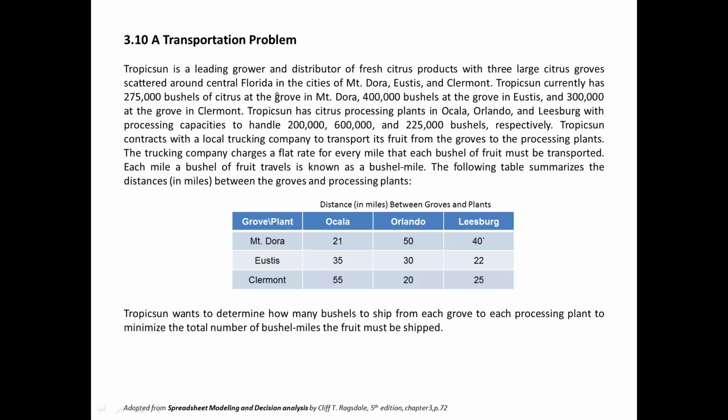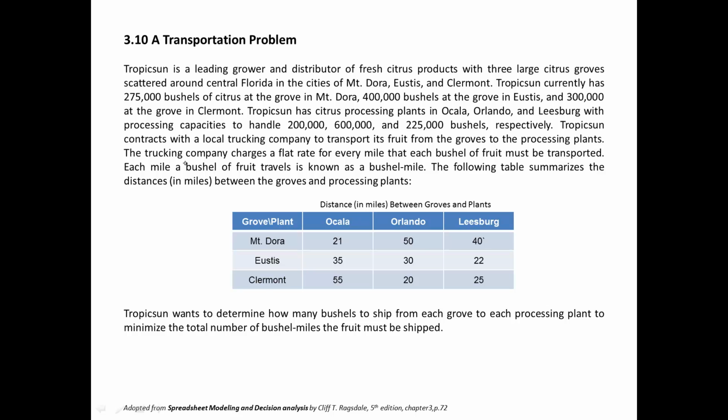Okay, and the problem tells us how many bushels of citrus are there at each of those groves. And they also tell us what's the processing capacity at each of those processing plants. This company contracts with the local trucking company to transport those citrus from groves to the plants.